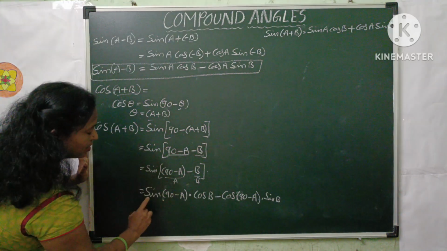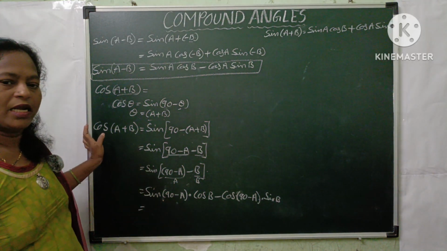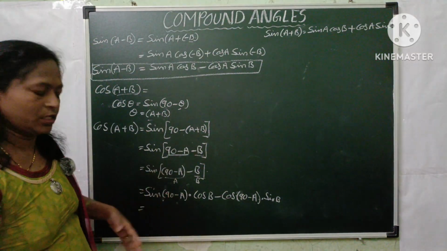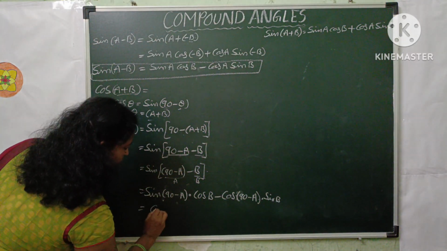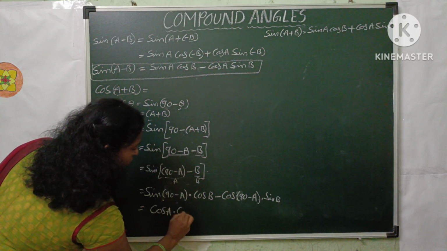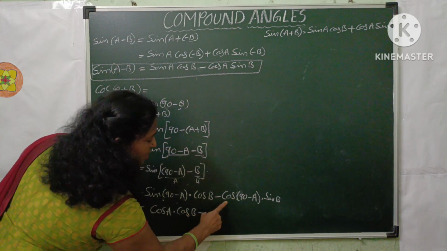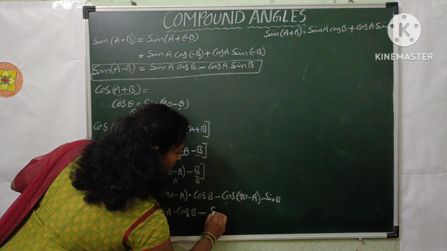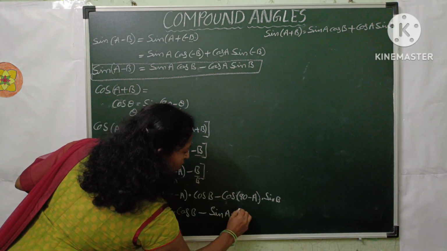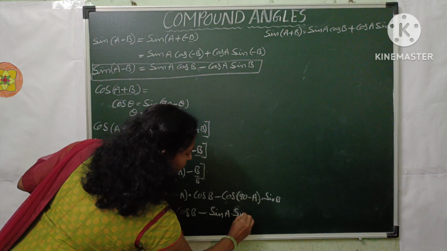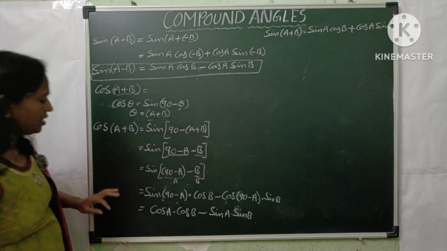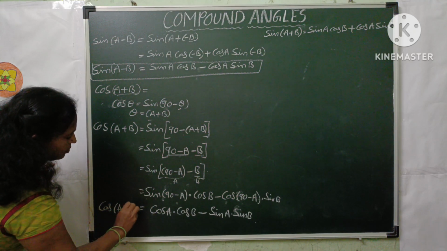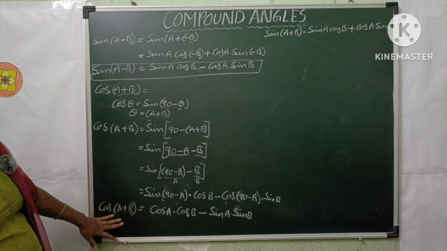Okay. Now, sin(90 minus a). Sin(90 minus theta), first quadrant, is cos theta. So that is cos a into cos b, minus cos(90 minus a), first quadrant, so sin a into sin b. This is the cos(a plus b) formula.